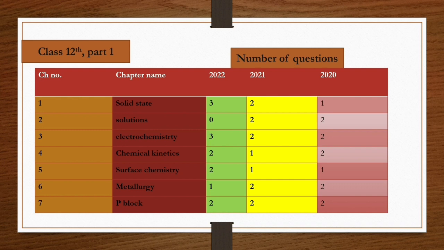Chapter number 4, chemical kinetics. Two questions from NEET 2022, one question from NEET 2021, and two questions from NEET 2020. Fifth, surface chemistry. Two questions from NEET 2022, one question from NEET 2021, and again one question in NEET 2020. Chapter number 6, metallurgy. One question from NEET 2022, two questions from NEET 2021, and again two questions from NEET 2020 have appeared. 7, P-block. Two questions from NEET 2022, two questions from NEET 2021, and again two questions from NEET 2020. So let's go to our next slide.